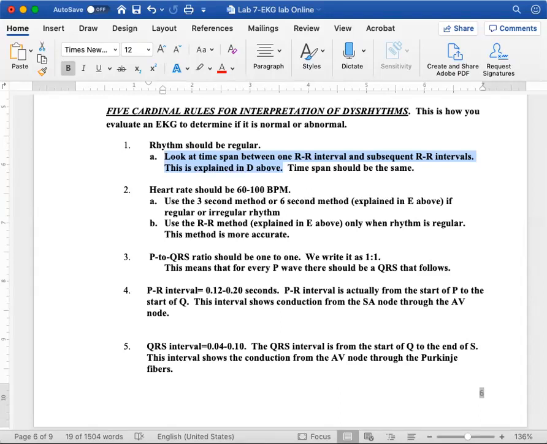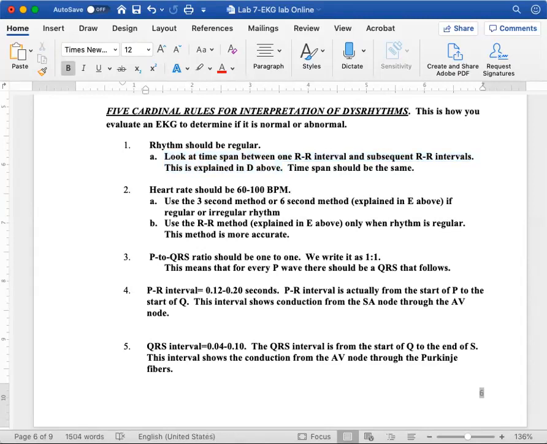So you can stick the caliper, one of them on an R and then the next one on the other R, and then keep moving it through the R to R intervals. Or you can take an index card. For this class, you can just eyeball it because obviously we're not clinically doing it. But rhythm should be regular.